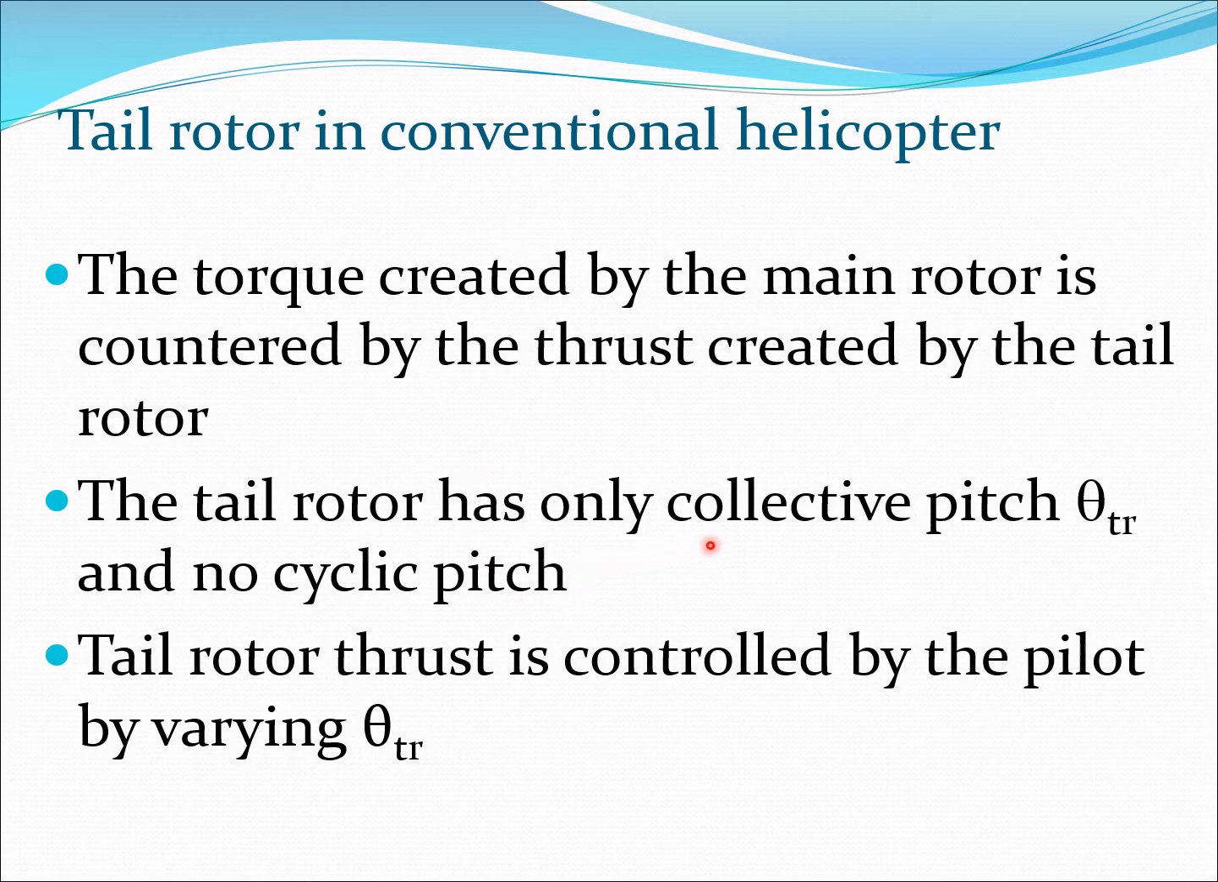Now, the tail rotor has only collective pitch theta Tr and no cyclic pitch. Therefore, the tail rotor thrust is completely controlled by the pilot by simply varying theta Tr. So that is one more of the control. So remember, the main rotor controls are theta 0, theta 1c, theta 1s. The tail rotor control is theta Tr. So these are the four controls which are in the hand of the pilot, or in case you are flying this helicopter using some control system, they are in the hand of the controller.